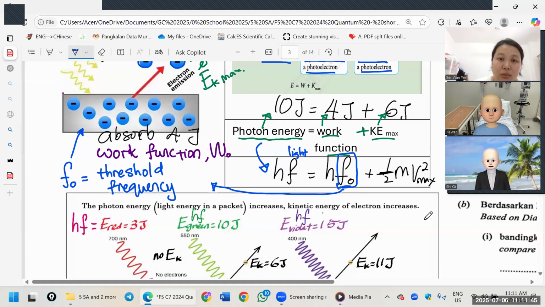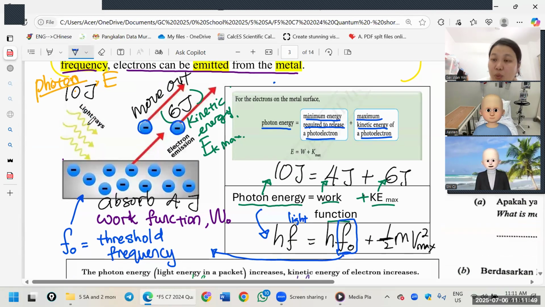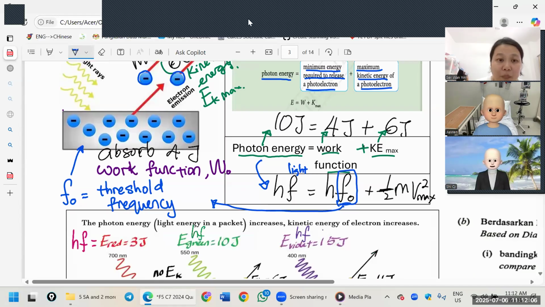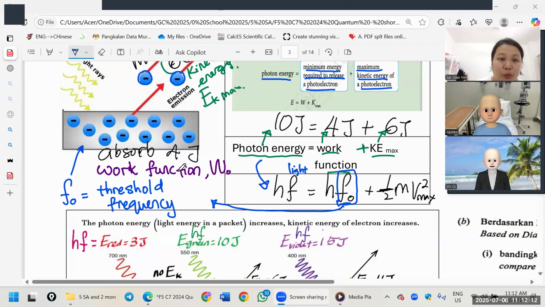Okay, so now comes a problem. The light with certain frequency only can release electrons, meaning the light must have energy more than 4 joules. Let's say I fix it, work function 4 joules. Hi, Michelle, threshold frequency isn't the same as frequency of light. Yeah, no, it's the frequency of the material.